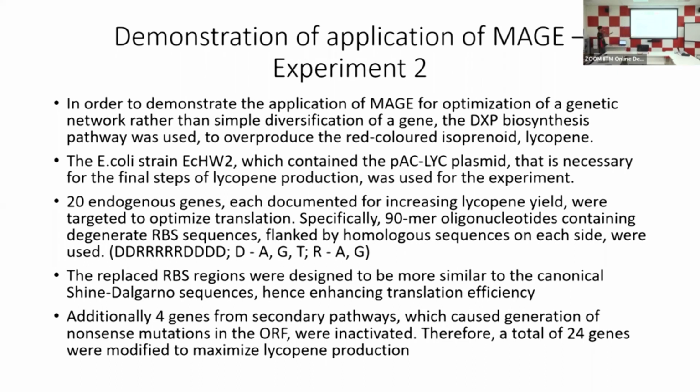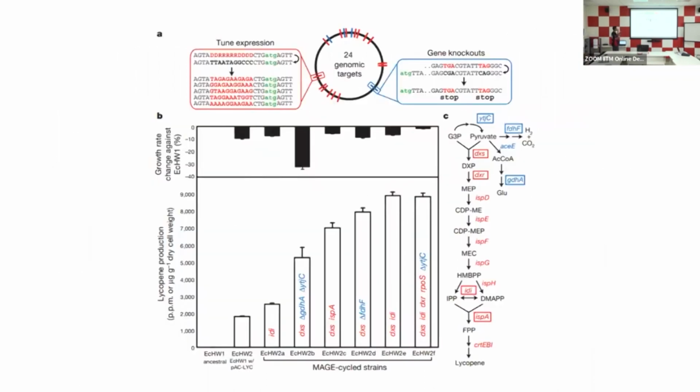Additionally, other than the 20 endogenous genes which were used for increasing lycopene yield, 4 genes from secondary pathways, which themselves cause generation of nonsense mutations. Nonsense mutations basically produce stop codons inside the ORF, so in order to stop them from doing so, they were inactivated. Therefore, a total of 20 plus 4 genes were modified to maximize lycopene production. Right. So you have 24 genomic targets, out of which 20 are optimized for translation efficiency, and 4 are gene knockouts, so that they don't cause production of stop codons in the middle of the ORF.